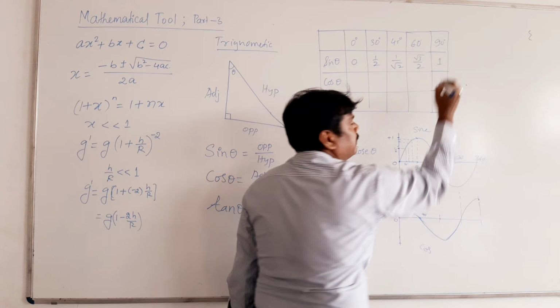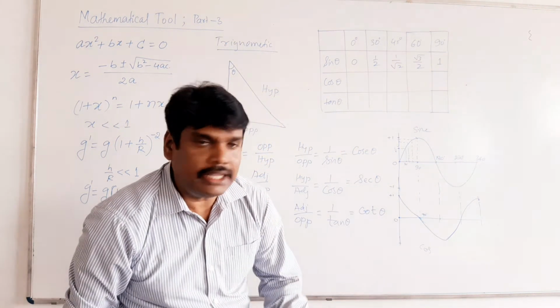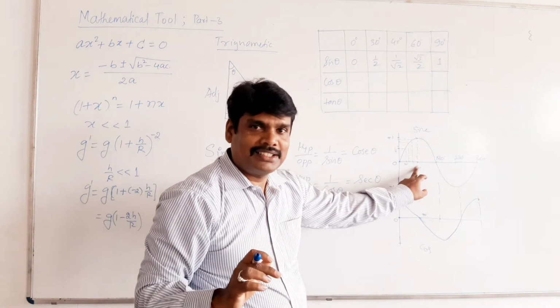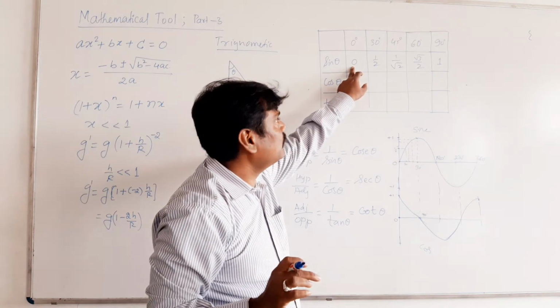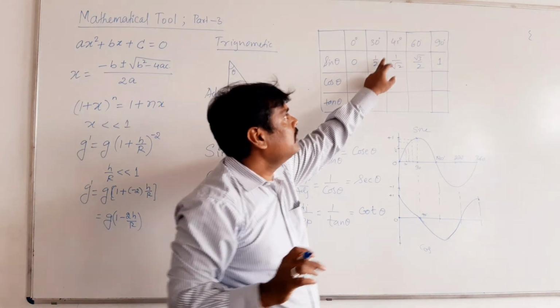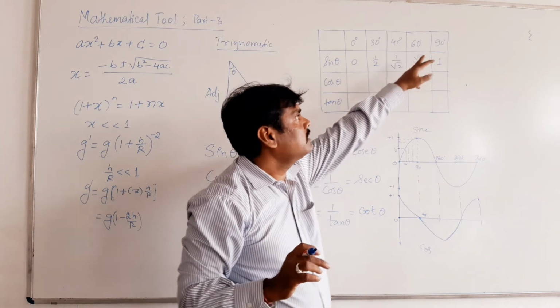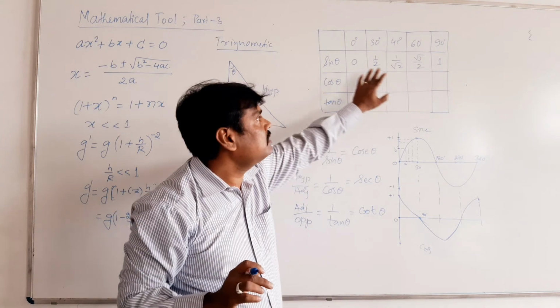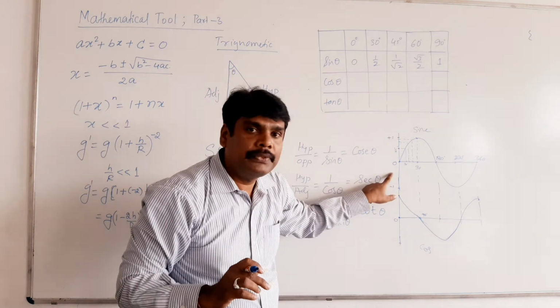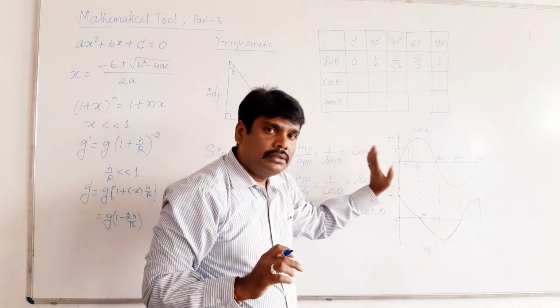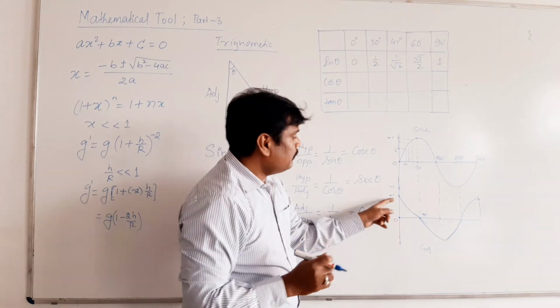It means from 0 to 90 degree the sine value increases. See, sine 0 is 0, sine 30 degree is half, sine 45 degree is 1 by √2, sine 60 degree is √3 by 2, sine 90 degree is 1. These values, how are we getting them? Clear now? Next, come to the cos function.